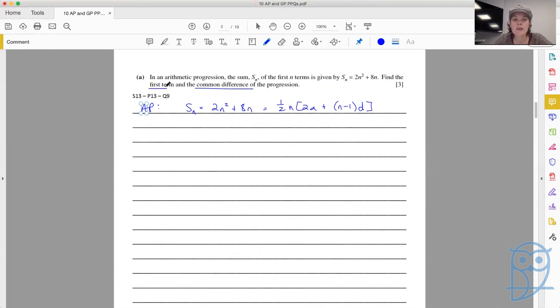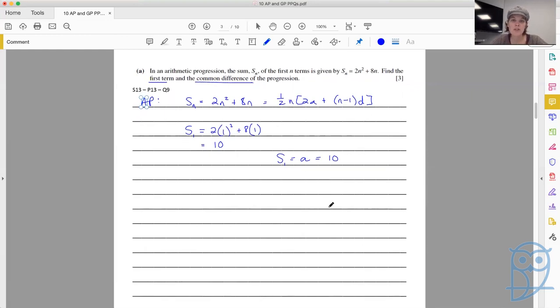Right. Find the first term. Okay, so the first thing we should be finding should be the first term. We know that Sn is related to n. So what if we did the sum of 1? The sum of 1 is the first term. 2 times 1 squared plus 8 times 1 is 2 plus 8 is 10. So our first term, S1, the sum of one term equals A, equals 10. Okay, so now we know the first term.